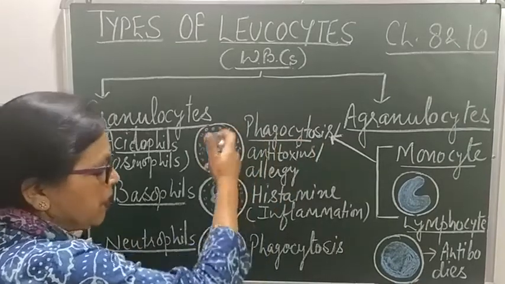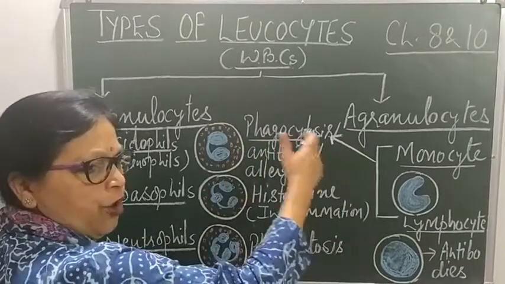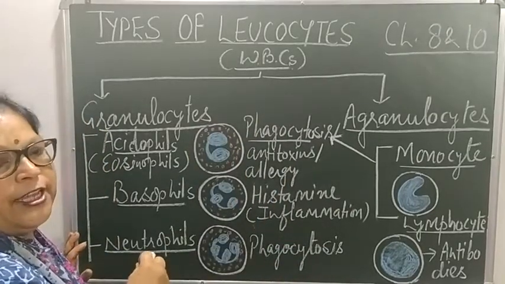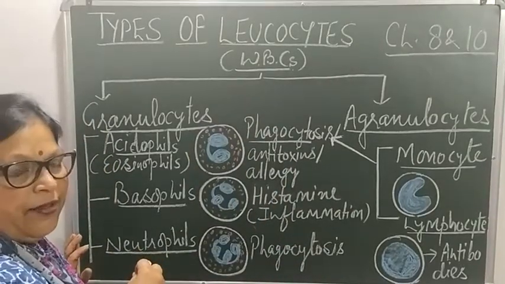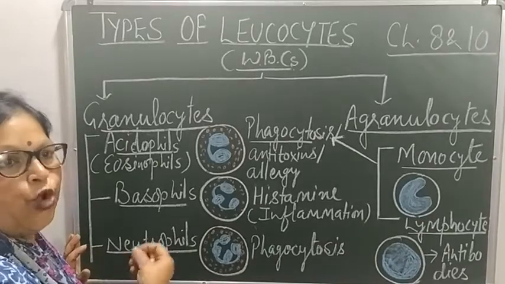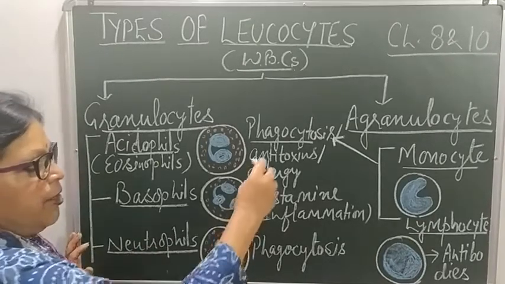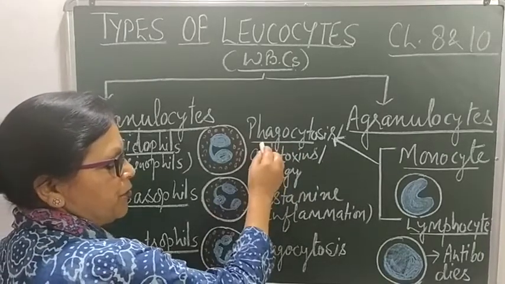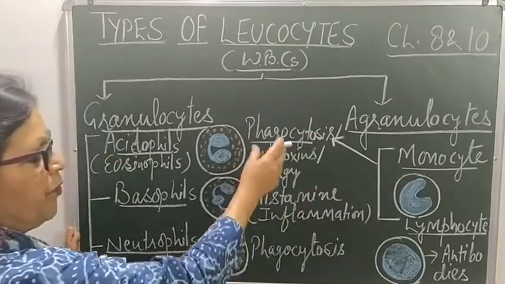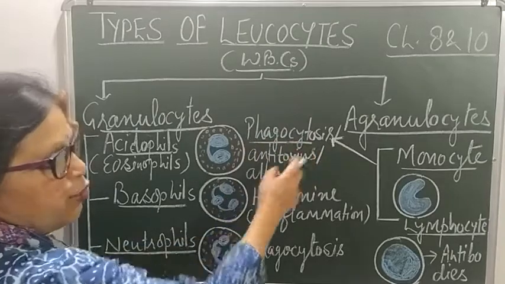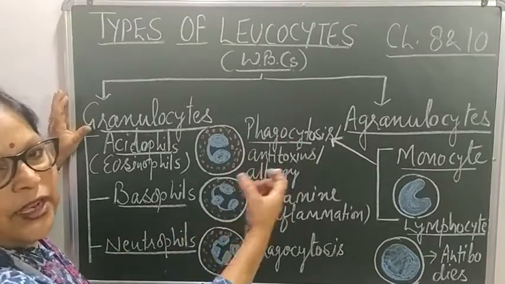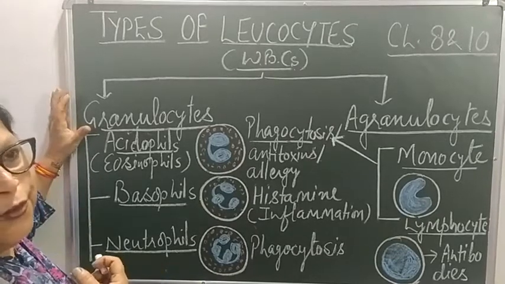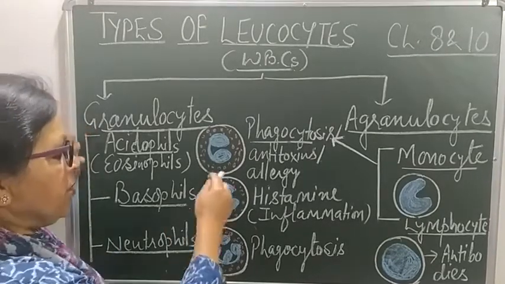And these WBCs are not organisms, they are cells. So if these WBCs are eating germs like bacteria, those which invade or enter our body, these germs will be eaten by the WBCs by the process of phagocytosis. Phago means eating and cyto means cell. These cells will eat germs in the same way as amoeba eats food with the help of pseudopodia.